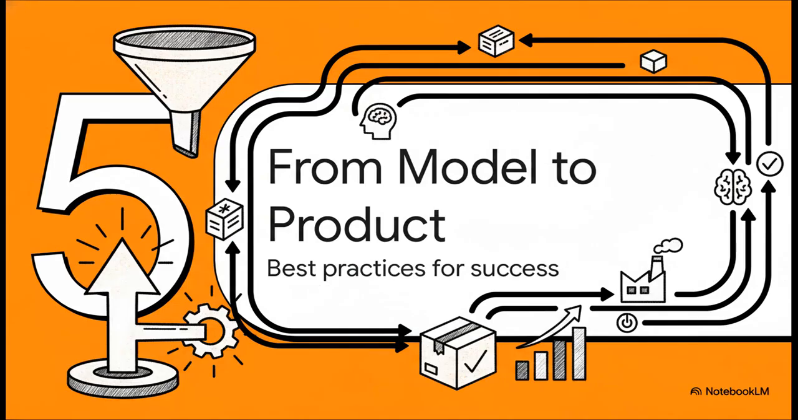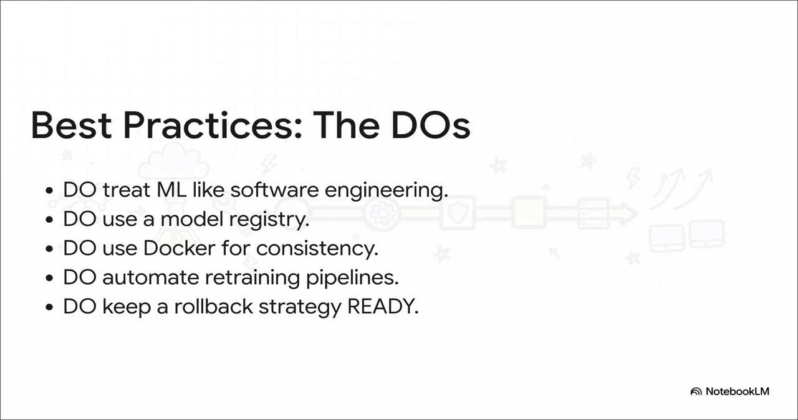Okay, so as we start to wrap this up, let's distill everything we've talked about into a really clear set of best practices, the things that will help you truly transform that model of yours into a real product. All right, let's lock in the key takeaways. Number 1, do treat your ML project with the same discipline as a software engineering project. Do use a model registry to keep a perfect history of every version you've ever built. Do use containers like Docker to kill the whole "it works on my machine" problem forever. And you absolutely have to automate your retraining pipelines and always have a rollback strategy ready to go. This stuff isn't just nice to have, it's about being a professional.